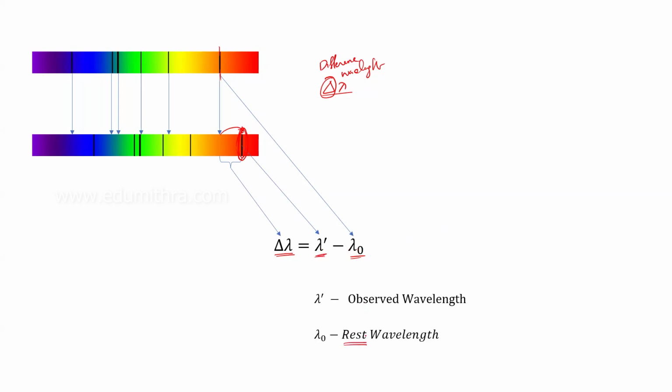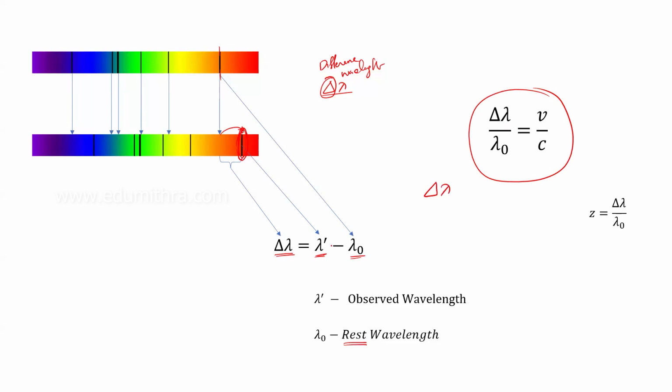Rest in the sense that there is no movement between the observer or our telescope and the source, the galaxy or the star or whatever it is. So now we have the delta lambda, and we can use this equation. Delta lambda is lambda dash minus lambda 0, so delta lambda by lambda 0 is equal to v by c.